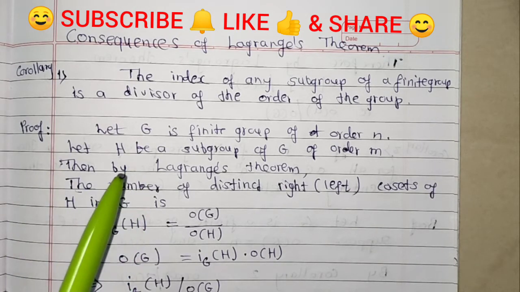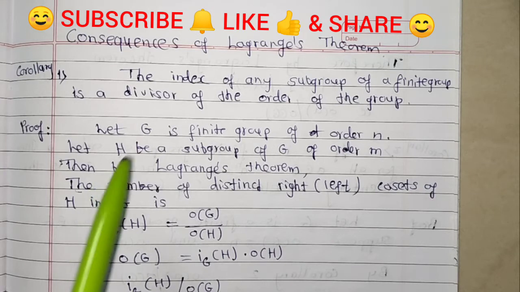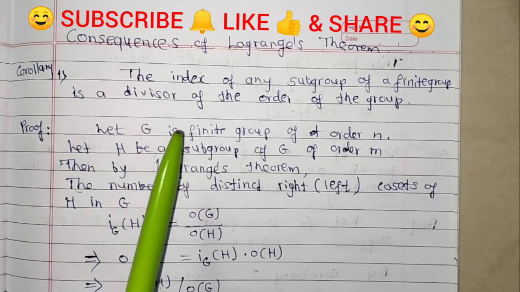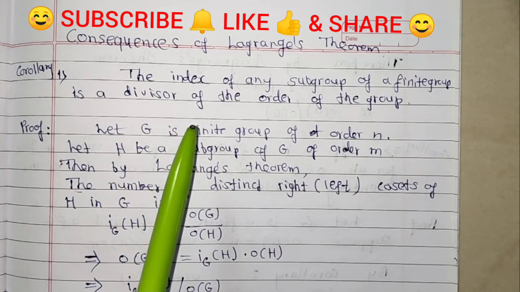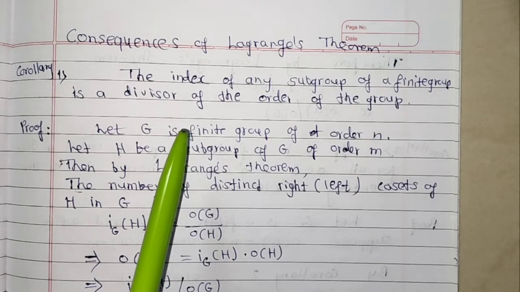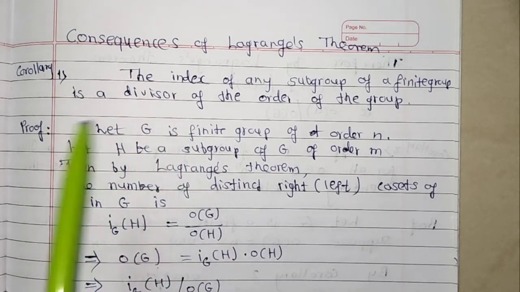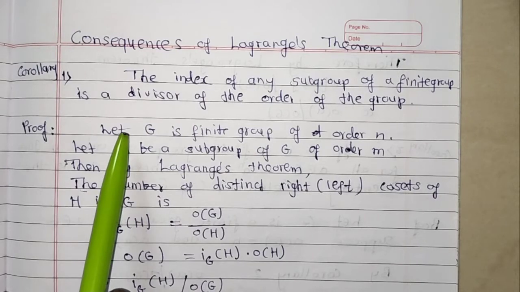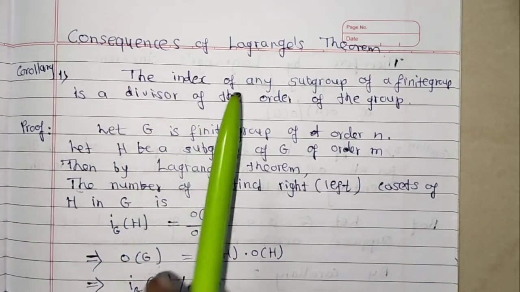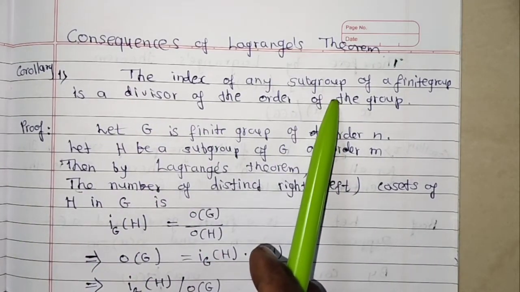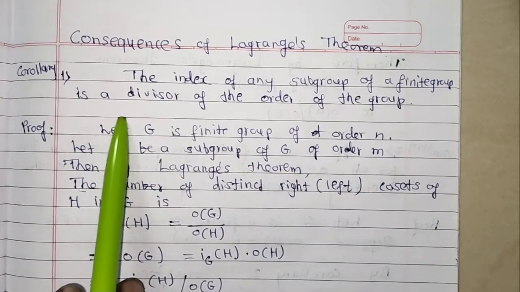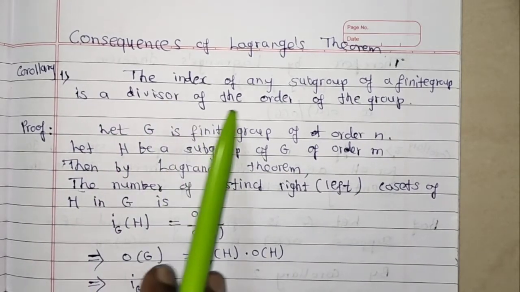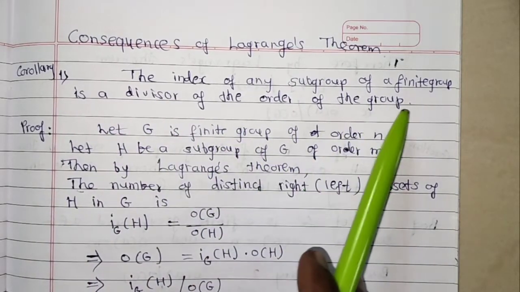Today we will see some consequences of Lagrange's theorem. Let us consider the first corollary. The index of any subgroup of a finite group is a divisor of the order of the group.